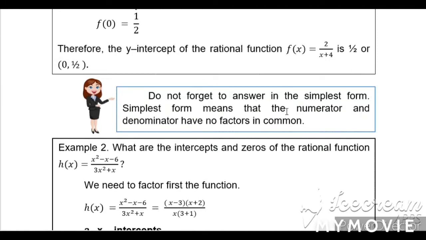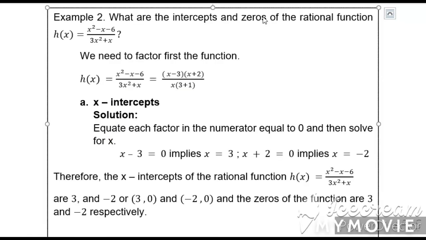Do not forget to answer in the simplest form. Simplest form means that the numerator and denominator have no factors in common. Let's now have example number 2. What are the intercepts and zeros of the rational function h of x equals x squared minus x minus 6 all over 3x squared plus x? So remember that the function can be changed into h of x, f of x, or any letter.